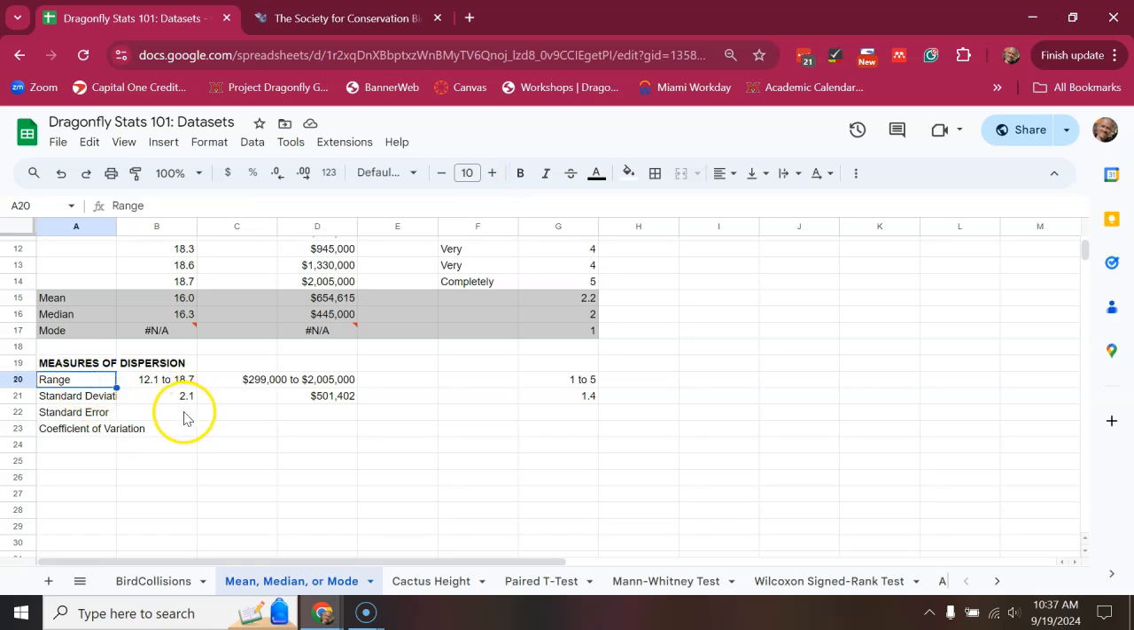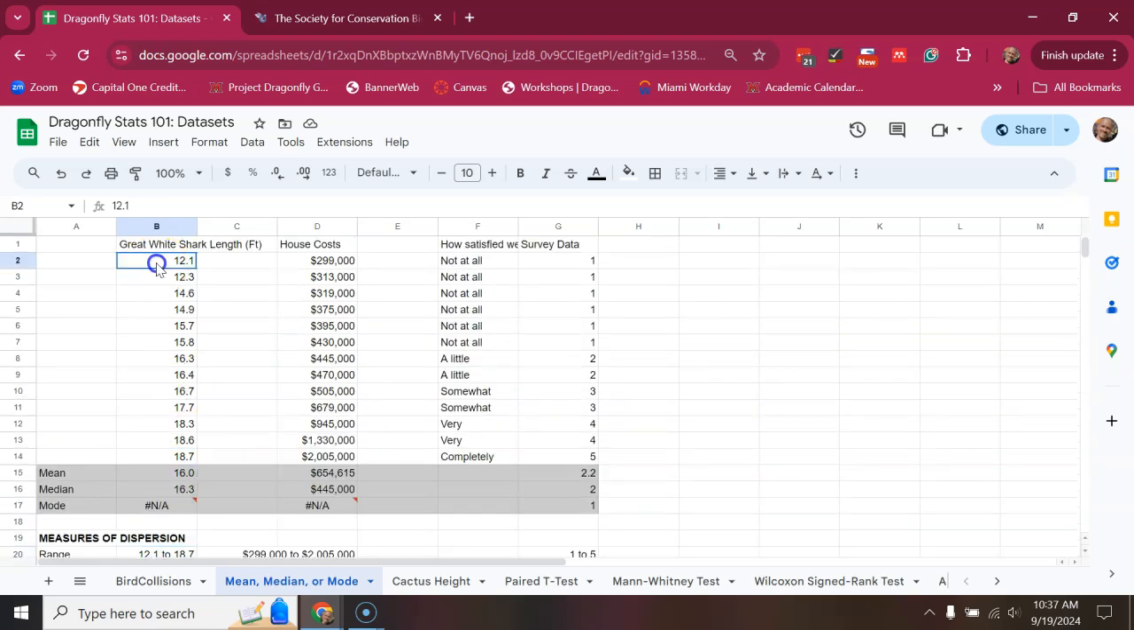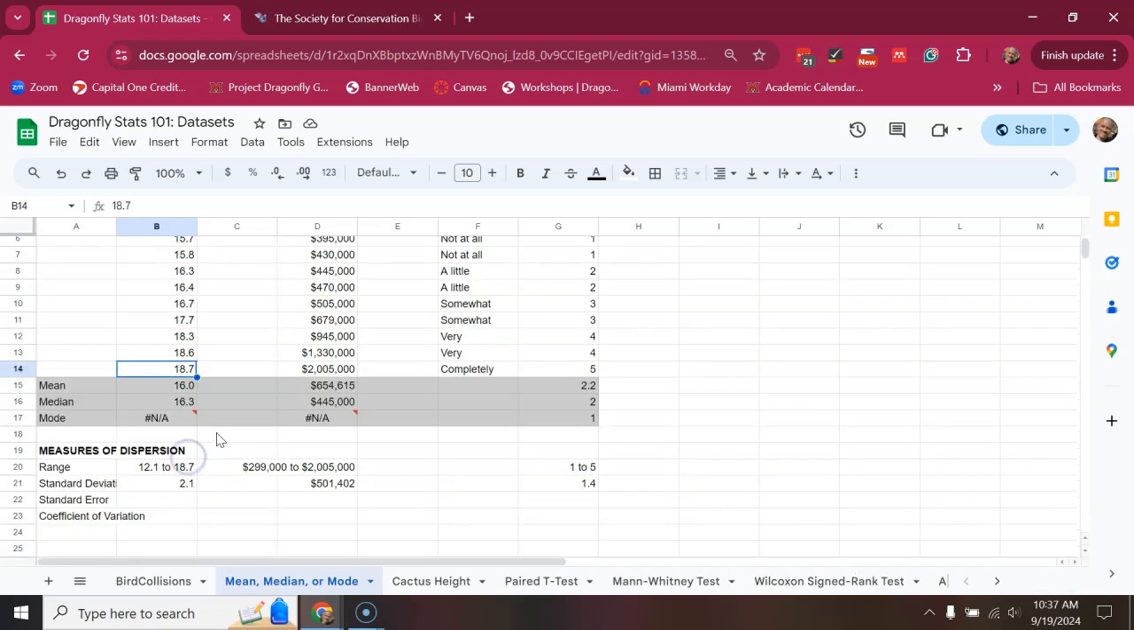So the easiest of those is the range. It's just the lowest value to the highest value. I've already calculated it, but if you order these from lowest to highest, you just take the lowest number to the highest number and write that out, and that's your range for each of these measures.